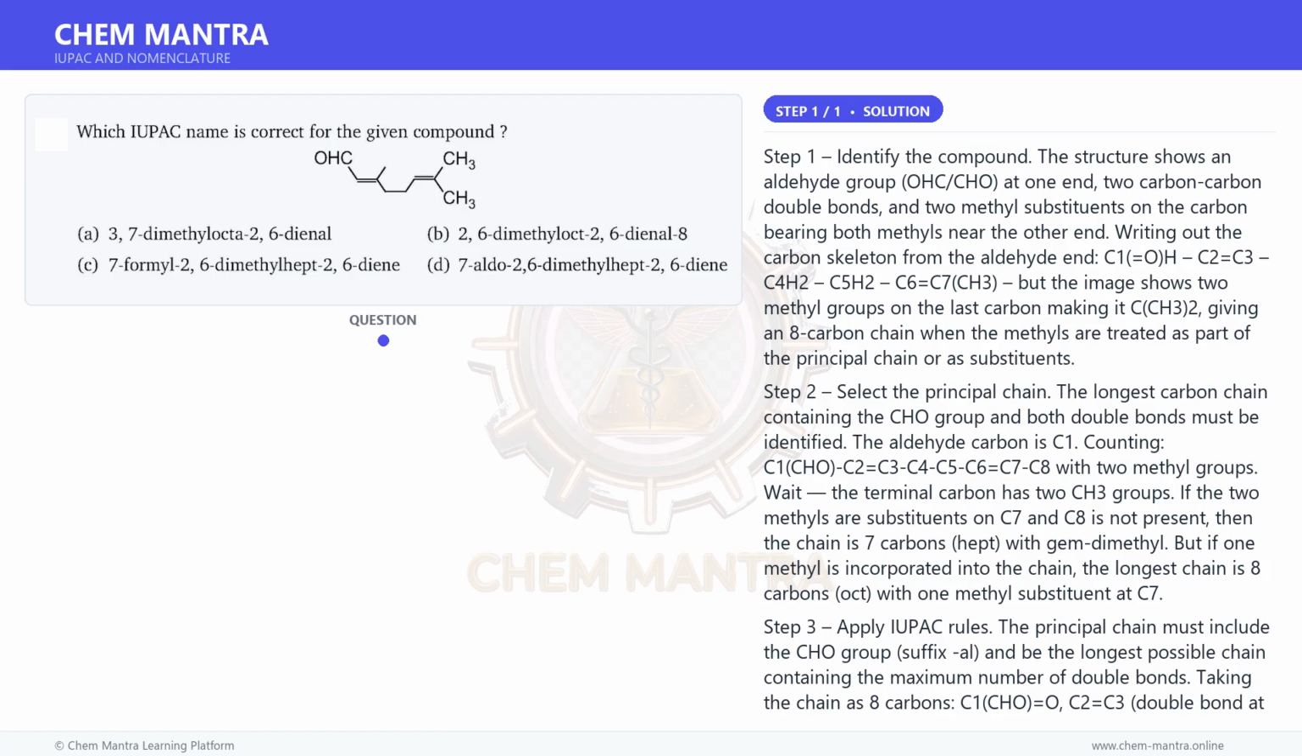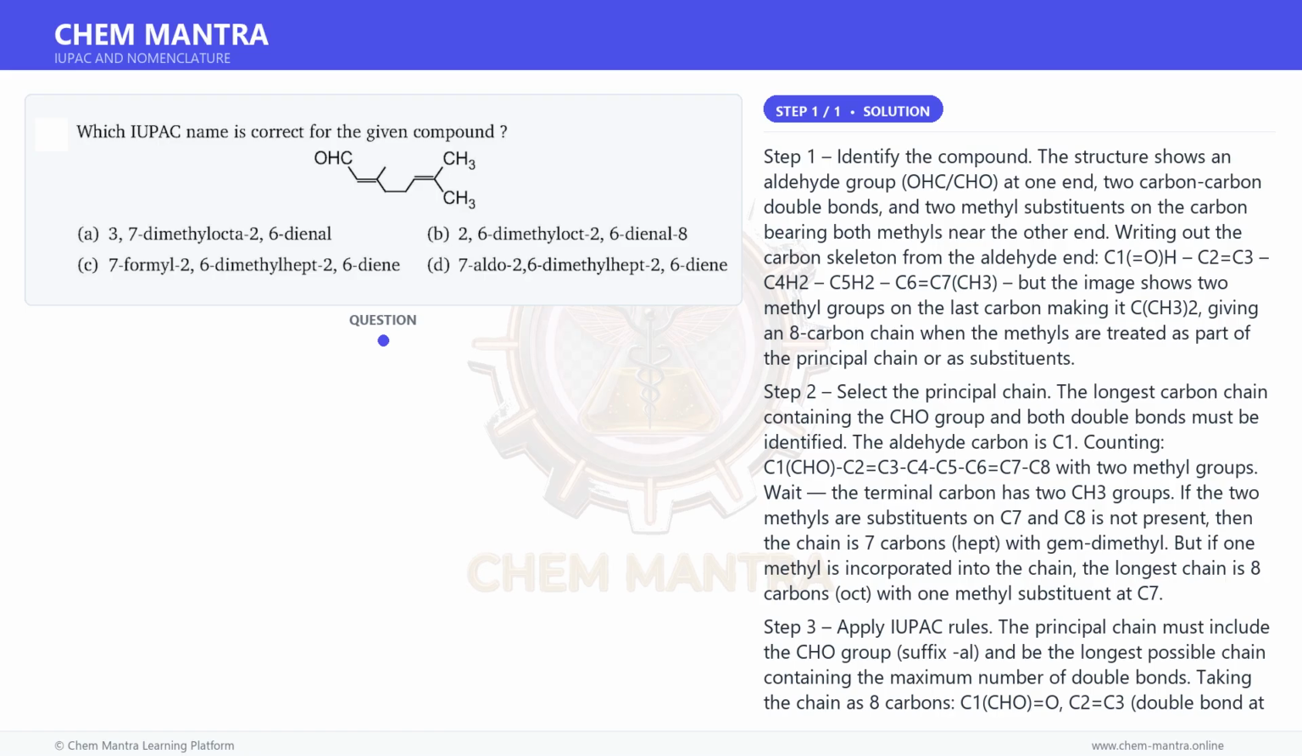Step 3. Apply IUPAC rules. The principal chain must include the CHO group, suffix -al, and be the longest possible chain containing the maximum number of double bonds. Taking the chain as 8 carbons, C1, CHO, is equal to O, C2 is equal to C3, double bond at 2, C4, C5, C6 is equal to C7, double bond at 6, C8 with a methyl branch at C7.